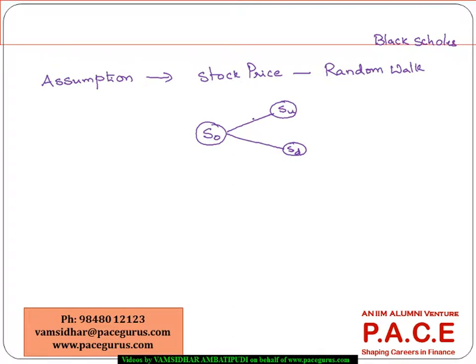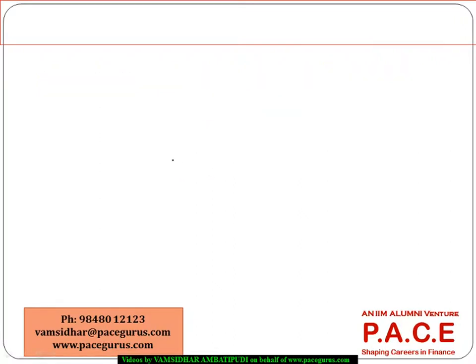There is some probability that it can go up by some percentage. Probably there could be a probability P that it will go up by some percentage. There could be a probability 1 minus P that it could go down by some percentage. That's one major assumption that it is going to have. And let's say based on that, let me assume that the stock price today is some $100.